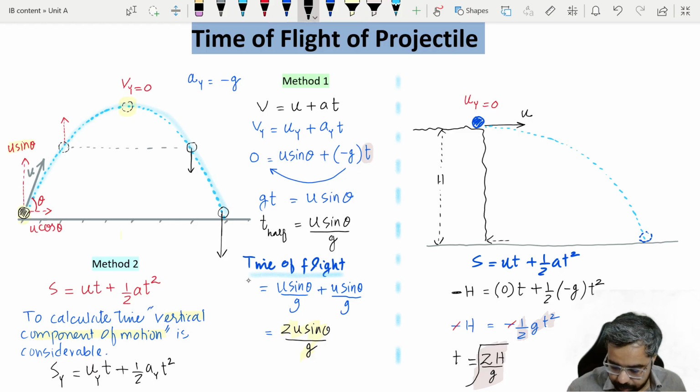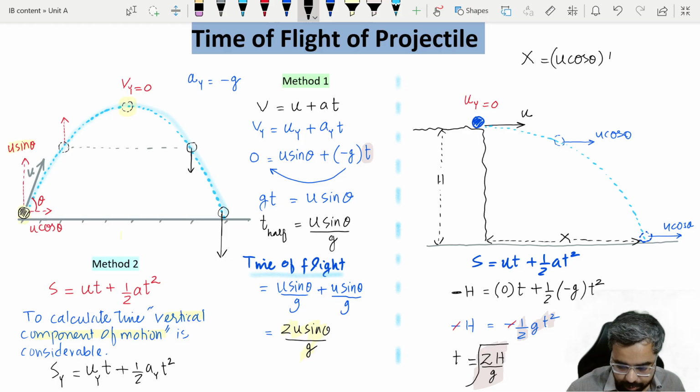Let's say you are given this horizontal distance, let's call it x. If you are given this distance in meters, let's say 200 meters, and you are asked to find the time, you can simply write, because we know that the horizontal velocity is not changing, it will not change. So you can simply apply the equation that the distance covered equals velocity times time. So t will be equal to x over u cos theta. So these are the equations.